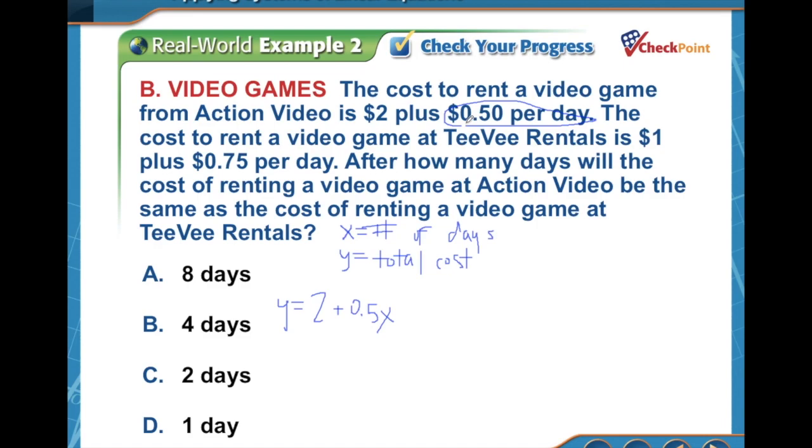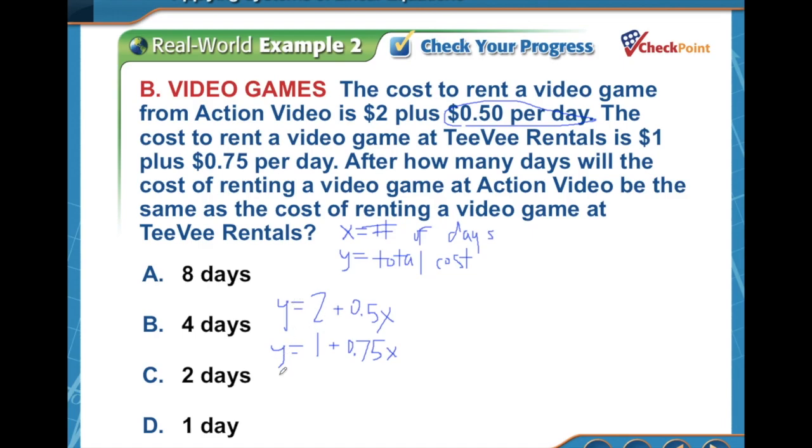Now how about for TV Rentals, where our total cost y is going to be equal to $1 plus 75 cents per day. 75 cents, 0.75 times x, the number of days. Great. Now they ask us, when will they be the same? So we need to solve this system of equations and see what value of x and y is true for both of them at the same time.